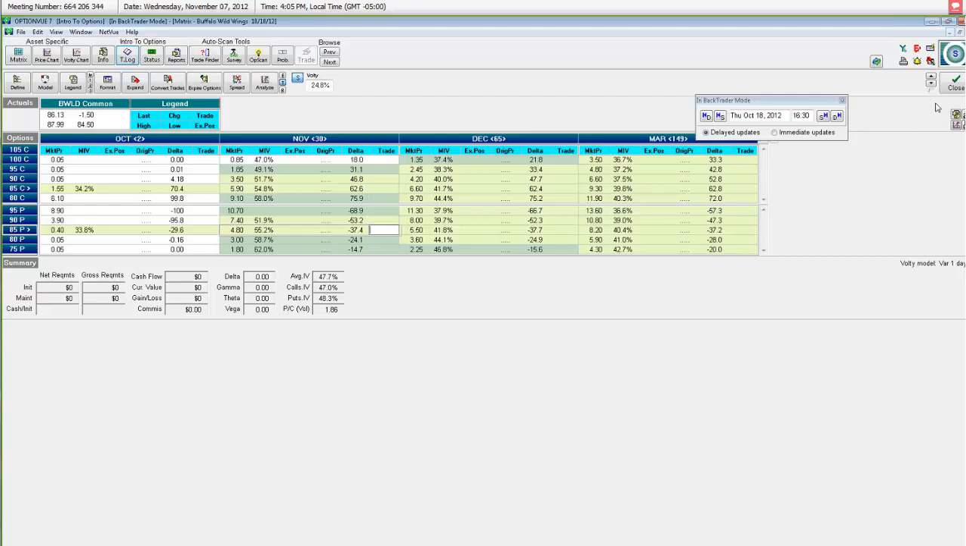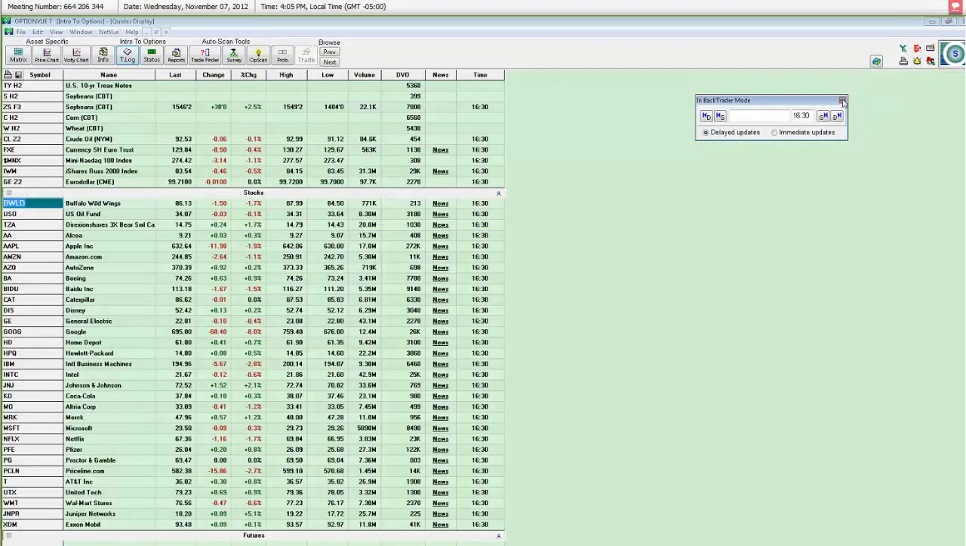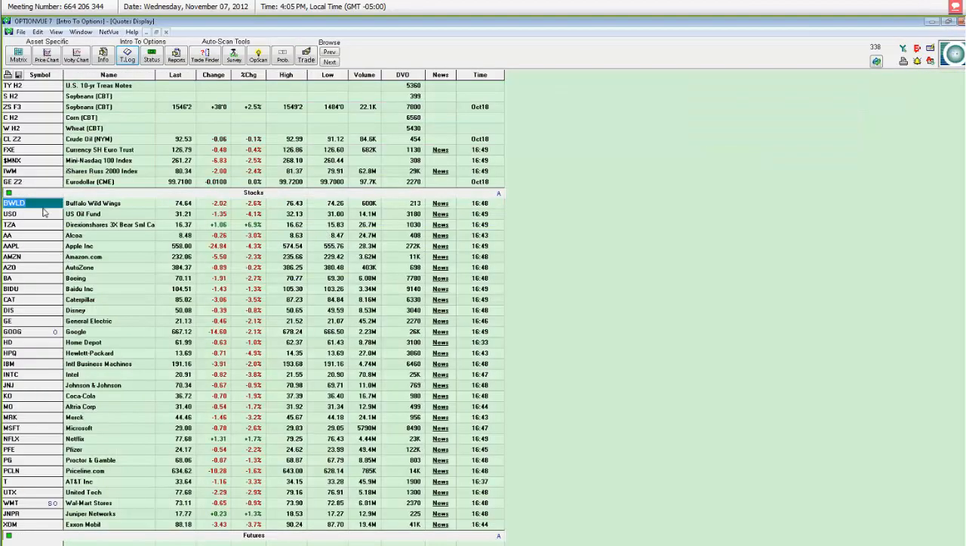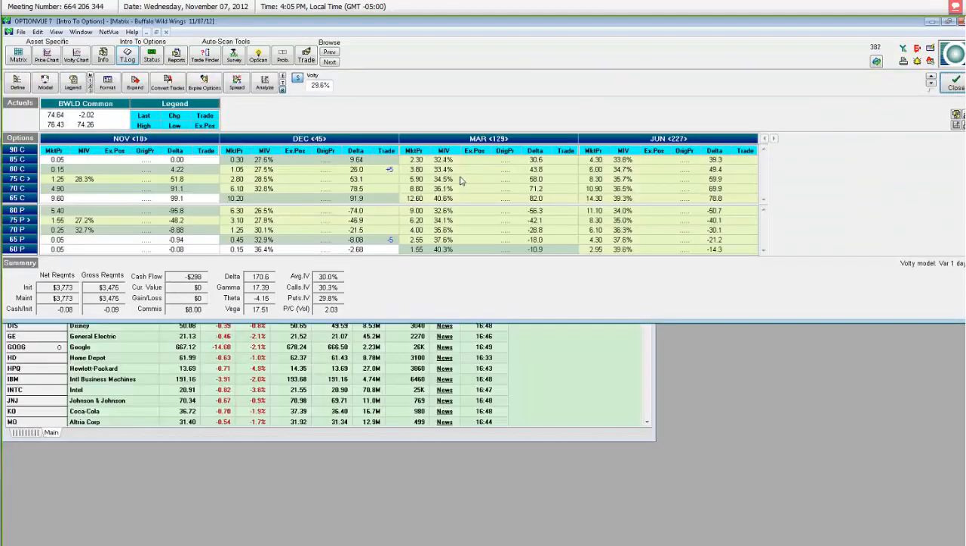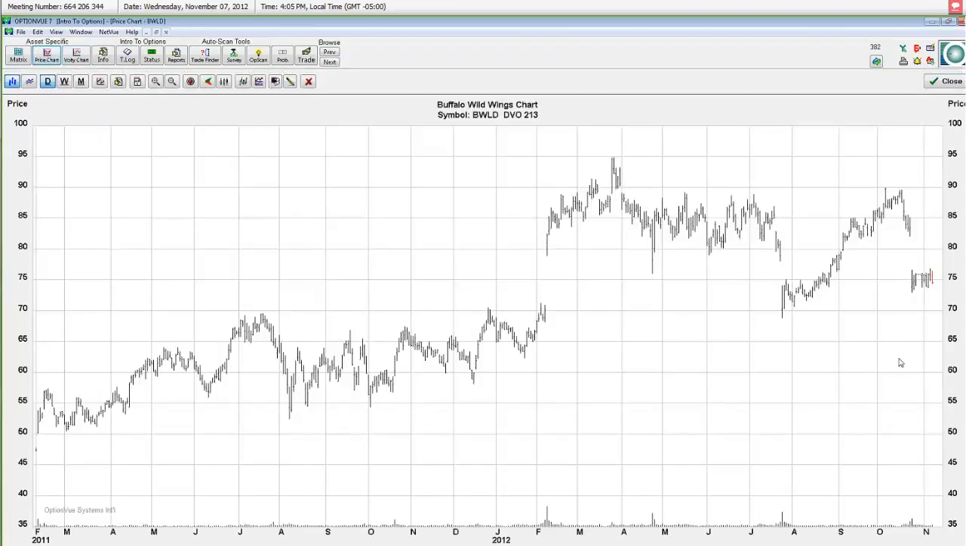Now, let's go back. I'm going to stop the backtrader. Okay, so let's go to the current time frame for Wild Wings here. Here's the price chart. If you remember, we were talking about an example where you bought the stock here, you made money, it started to go down and you got concerned. Well, here's the earnings. Poof. Now we're back down to 75.